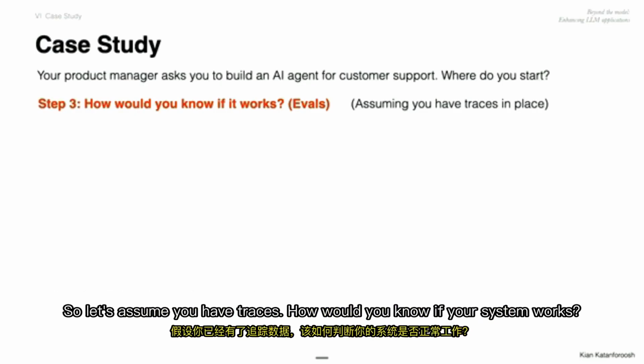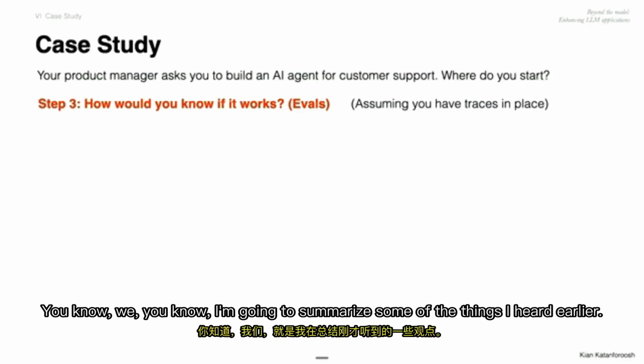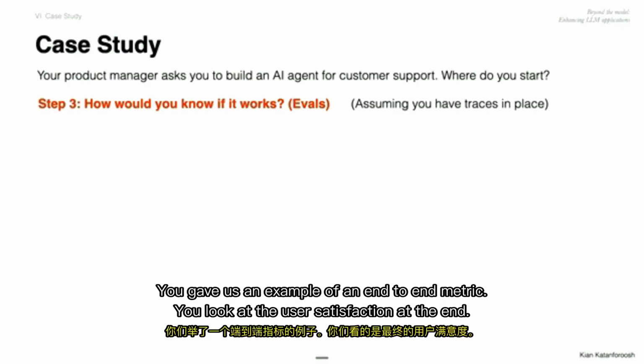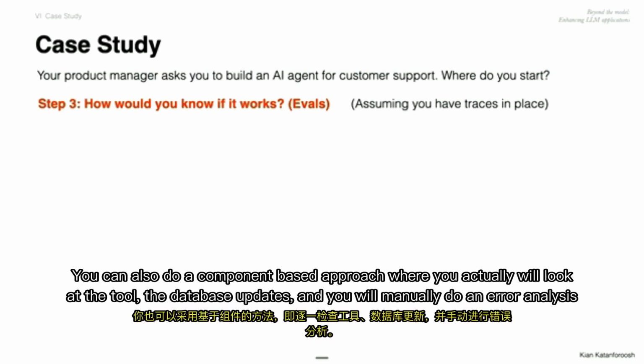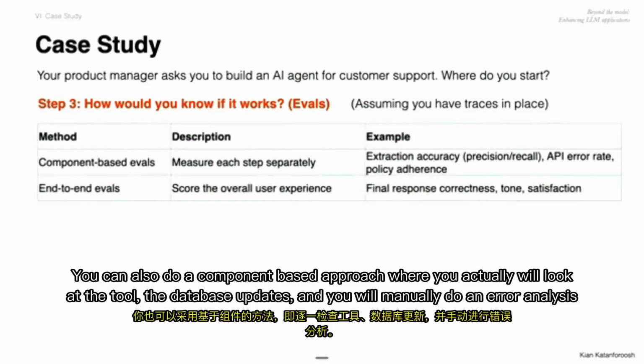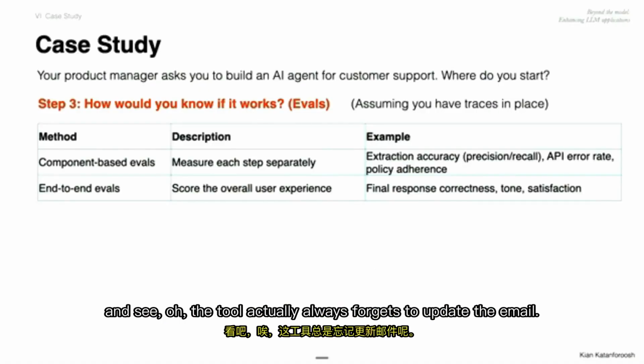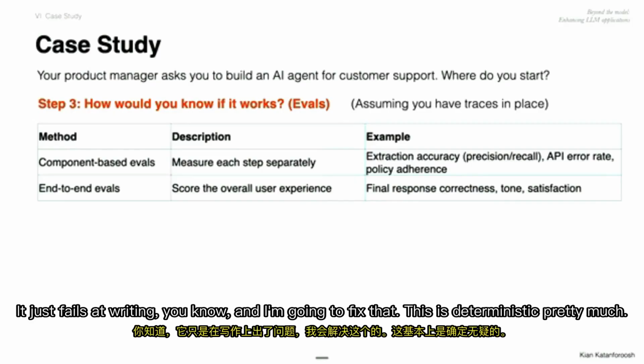So let's assume you have traces. How would you know if your system works? I'm going to summarize some of the things I heard earlier. You gave us an example of an end-to-end metric: you look at the user satisfaction at the end. You can also do a component-based approach where you look at the tool, the database updates, and you manually do an error analysis and see, oh, the tool always forgets to update the email. It just fails at writing, and I'm going to fix that.